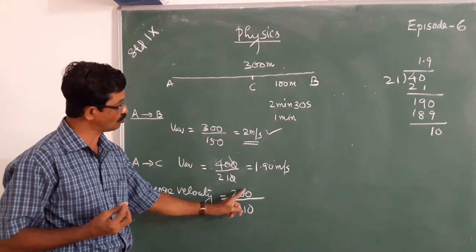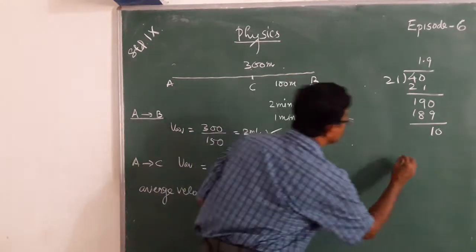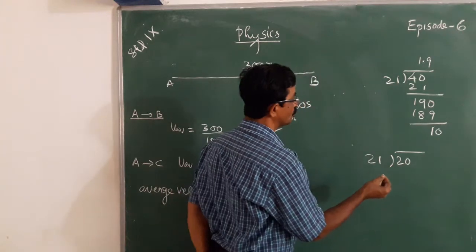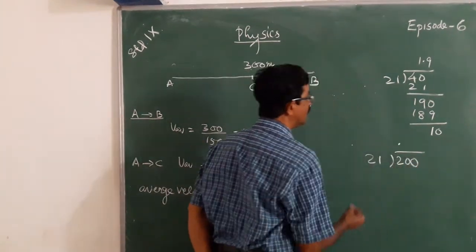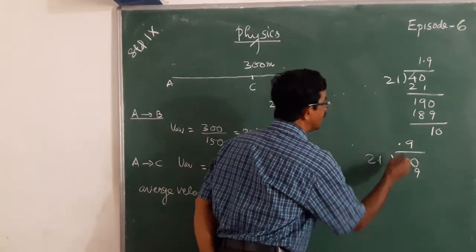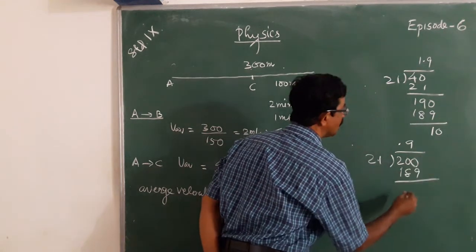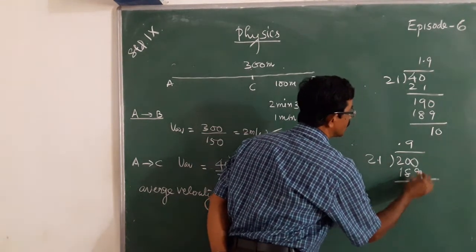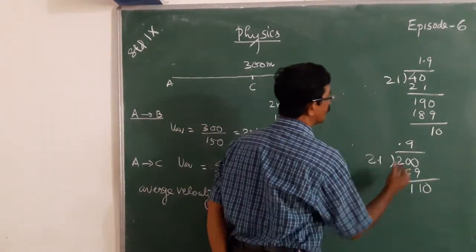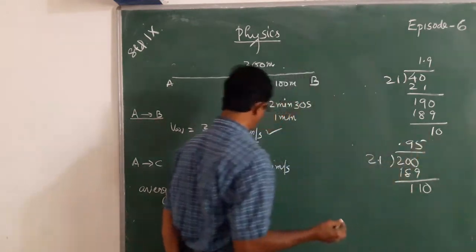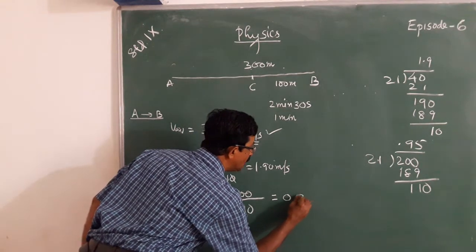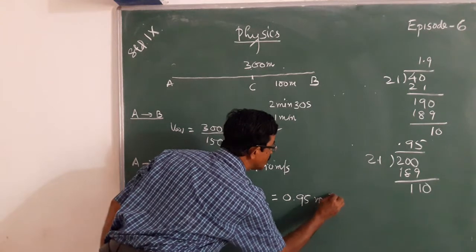Now we can cancel a 0, then 20 by 21. You know how to divide 20 by 21. In 20, 21 is not possible, so we put a decimal in 200. 9 times 1 is 9 and 9 times 2 is 18. The balance is 11. Put on 0. It will come as 5. So average velocity is 0.95 meter per second.